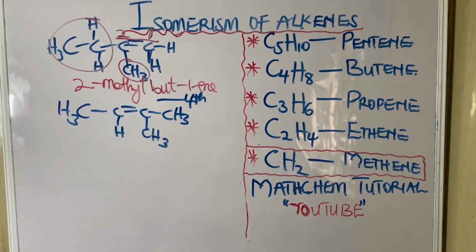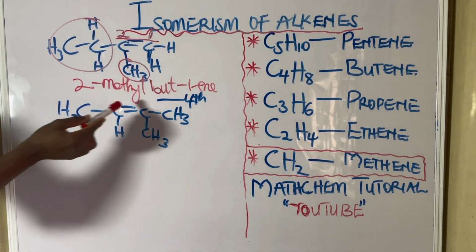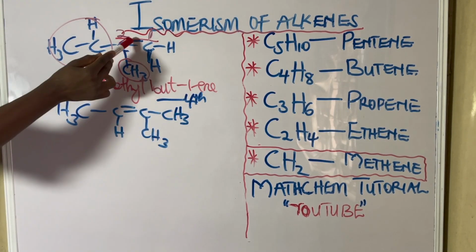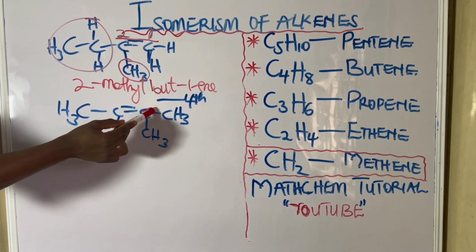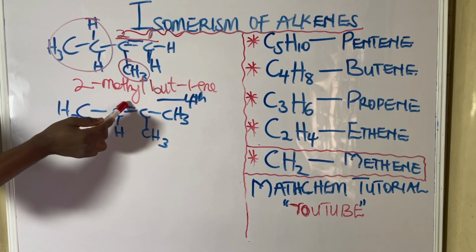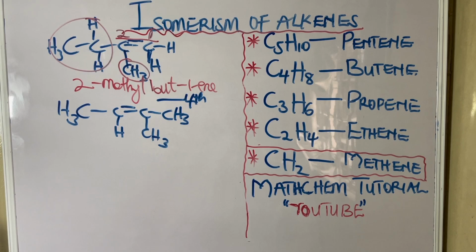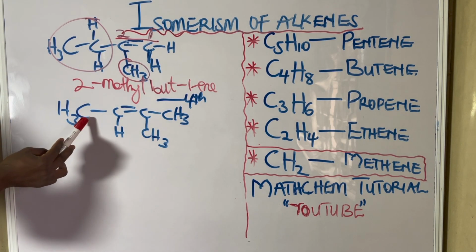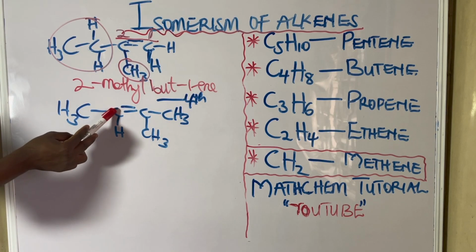What did I do here? I only changed the double bond from this position to this position. You can see the double bond is here in this compound, but in the next compound it is here. So let's name that particular compound. This is 3-methylbut-2-ene. You're going to start your counting from here, 1, 2.